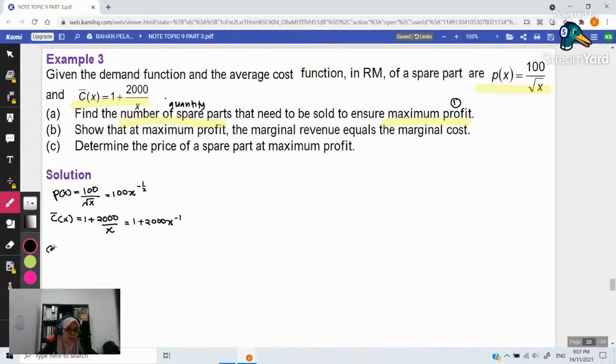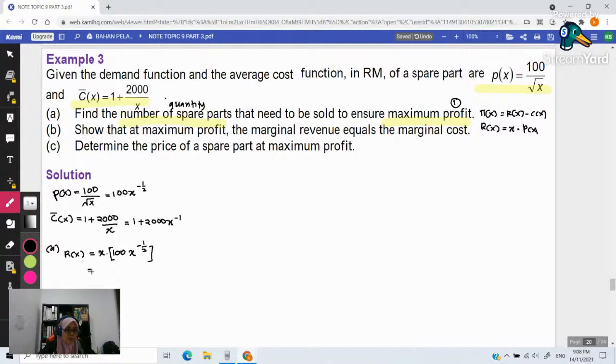So how to find the profit function? We already know that the profit function is represented by pi(x). Pi(x) equal to revenue minus cost. Since the information is only given about price and average cost, we need to find the revenue. How to find revenue? Revenue equals quantity, which we represent with x, multiplied with the price demand function. So x multiplied, we put a bracket, and then we rewrite the price function, which is 100 x to the power of negative 1 over 2.